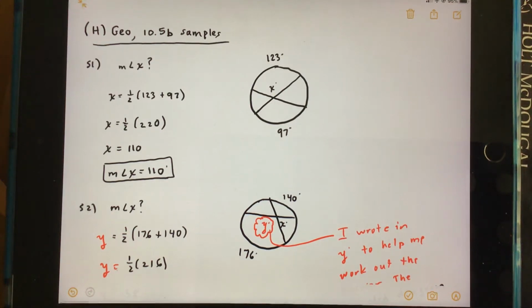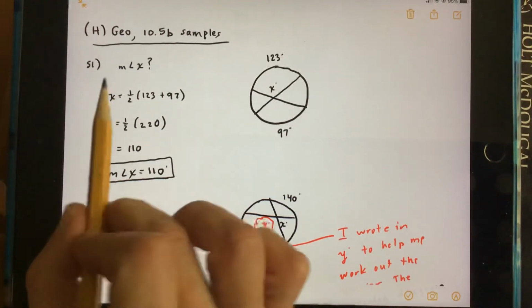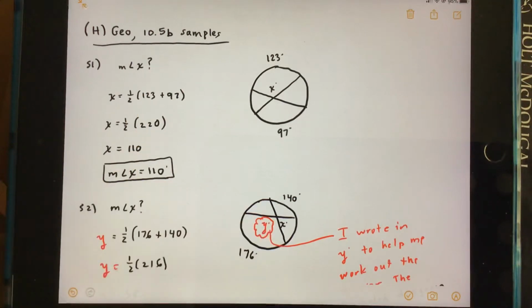Morning geometry classes. Let's go over our 10.5B samples so we can practice with finding angle measurements and arc measurements in circles given specific information. So here we go. For the first sample problem, we're given a circle with two intercepted arcs of 123 and 97 degrees and an angle inside of the circle that measures x degrees. So how do we find the measurement of this angle x?